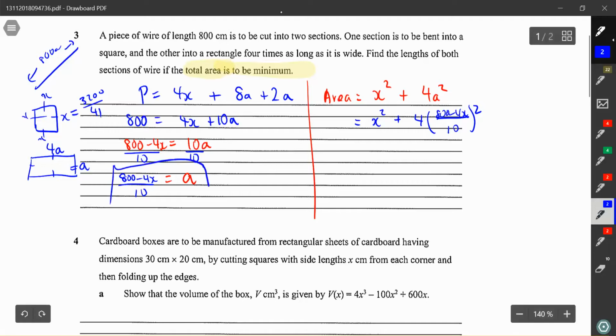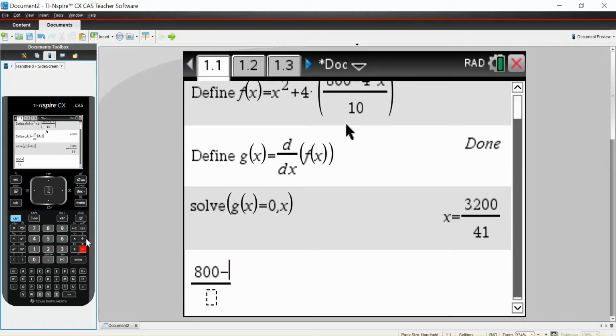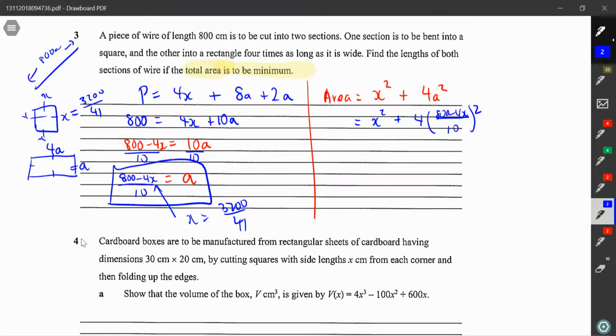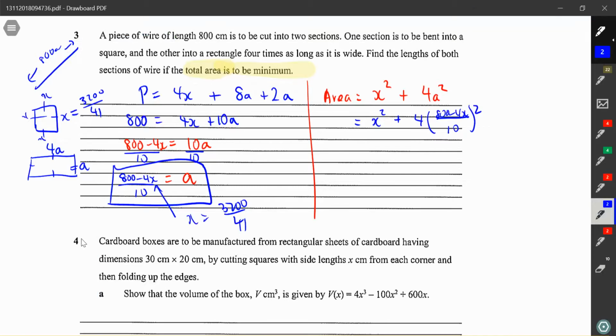So here we go, we've got this step here. Now we're going to sub x in. X is equal to 3,241. Type it in your calculator, don't do it by hand. We are now going to go to 800, 4 times, do another fraction, 3,241. What was it again? 10. There we go, 2041. So that means, therefore, A equals 2041.